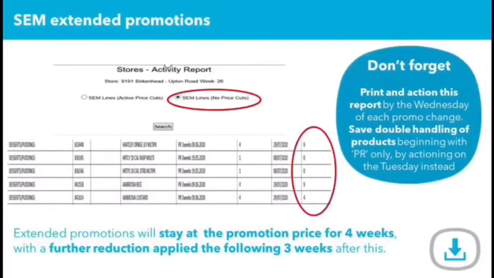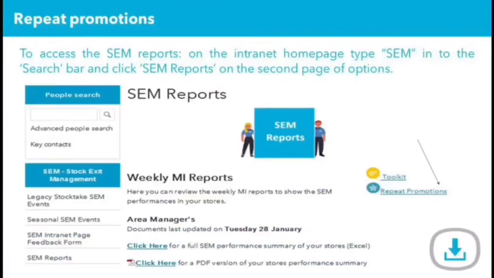SEM extended promotions will stay at the promotional price for 4 weeks and a further reduction will be applied 3 weeks following. Please ensure you're printing and actioning this report by Wednesday of each promotional change. As a top tip, actioning this report on a Tuesday saves on double handling of stock. To identify extended promotion products, these are products beginning with PR, promotional, review. You can find the repeat promotions report on the SEM intranet page and also on How Do I.